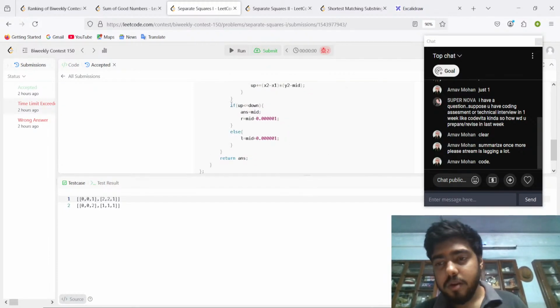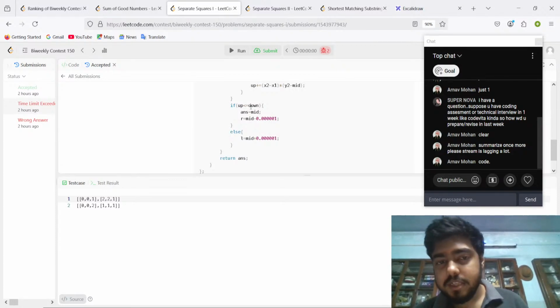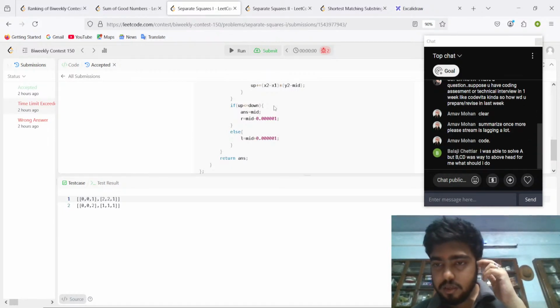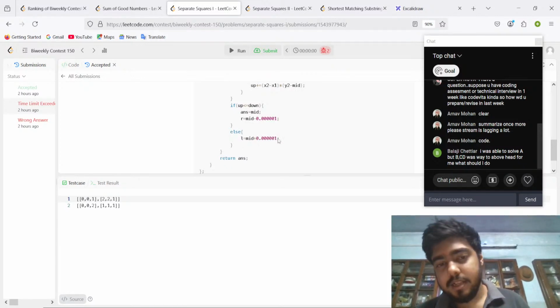Now there is also one more condition, that if up is less than or equal to down. Why do I go for less than or equal to? Because it was also given in the question that we have to keep the mid as low as possible. But BCD was way too above head for me. What should I do? Just a minute. I'll just explain the whole thing. So answer is equal to mid, and the simple condition R is equal to mid minus that, and L is equal to mid plus that.